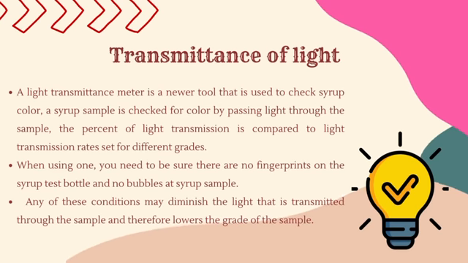Transmittance of light. A light transmittance meter is a newer tool that is used to check syrup color. A syrup sample is checked for color by passing light through the sample. The percent of light transmission is compared to light transmission rates for different grades. When using one, you need to be sure there are no fingerprints on the test bottle and no bubbles in the sample.